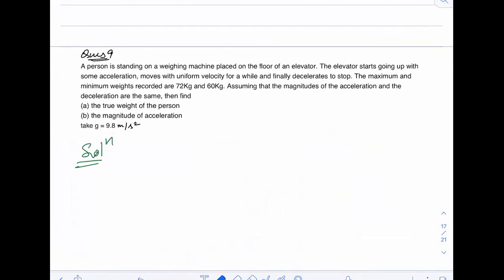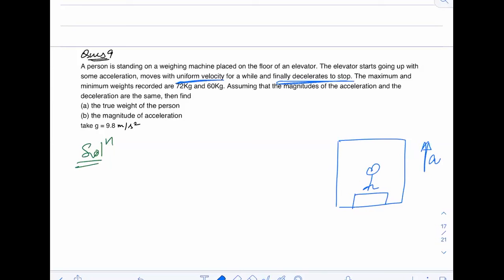Now in this question it is saying a person is standing on a weighing machine, inside an elevator. So this is the weighing machine and a person is standing on it. The elevator starts going up with some acceleration A, moves with uniform velocity for a while and finally decelerates to stop. Initially it is moving with the uniform velocity and then it decelerates and then stops.